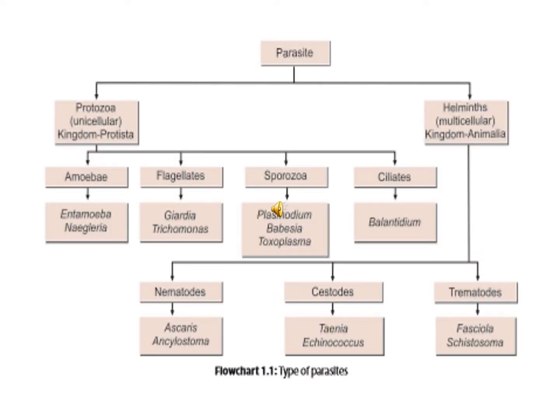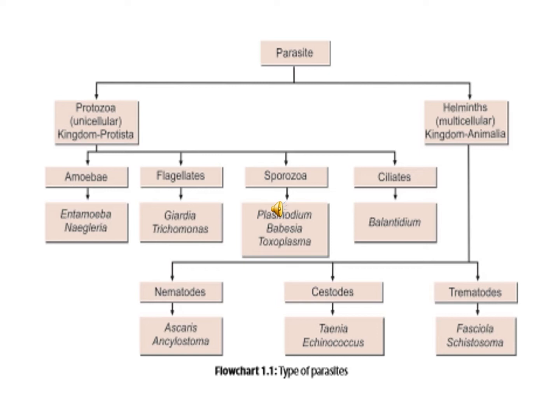So this is the classification of parasites. Here, all the medically important parasites, that is, parasites which cause infection in humans, are mentioned. Parasites are of two types: unicellular protozoa and multicellular helminths. Protozoa are from the kingdom Protista and helminths from the kingdom Animalia. Under protozoa, these are the four medically important groups: first amoebae, next flagellates, sporozoa and ciliates. These are the parasites which come under this class.